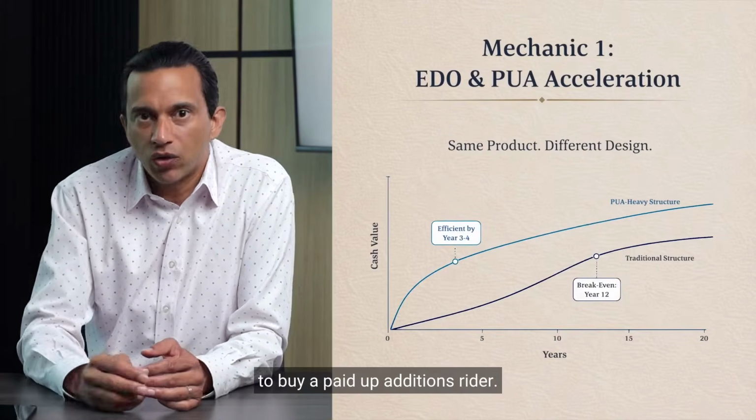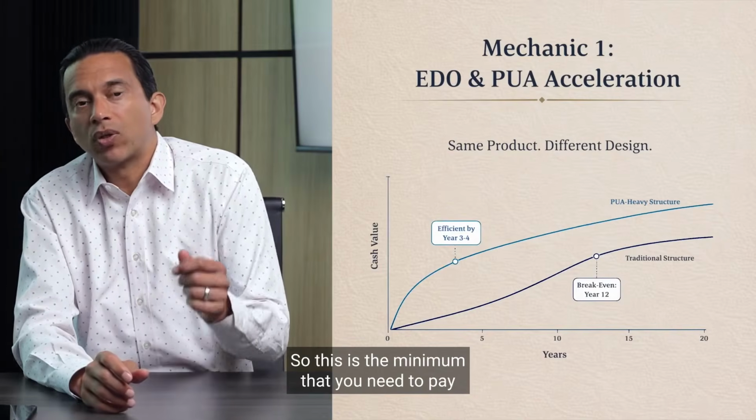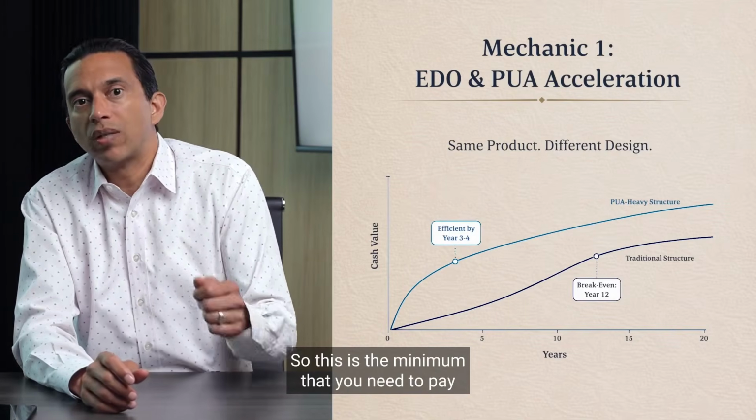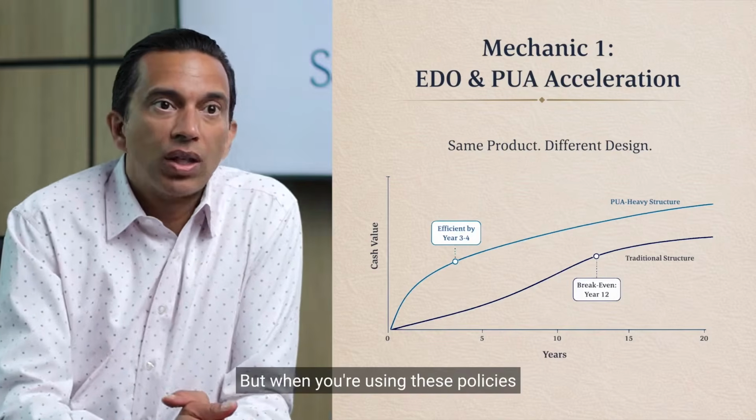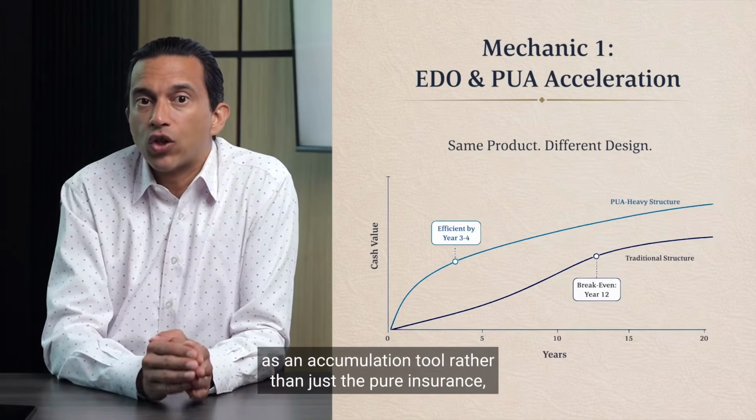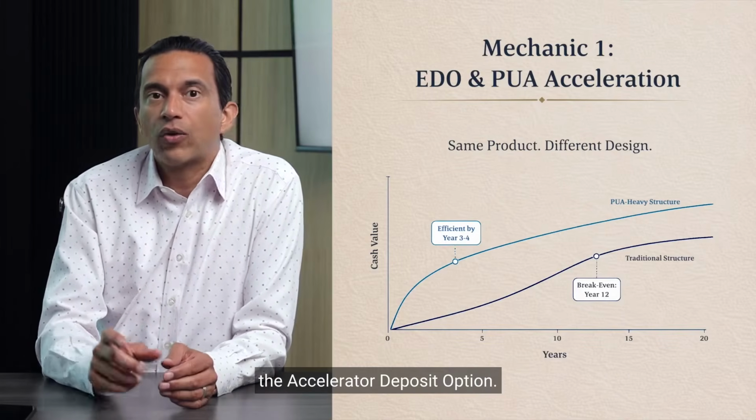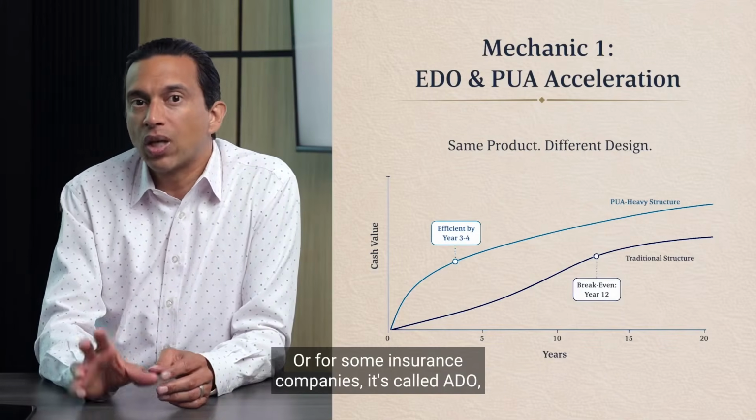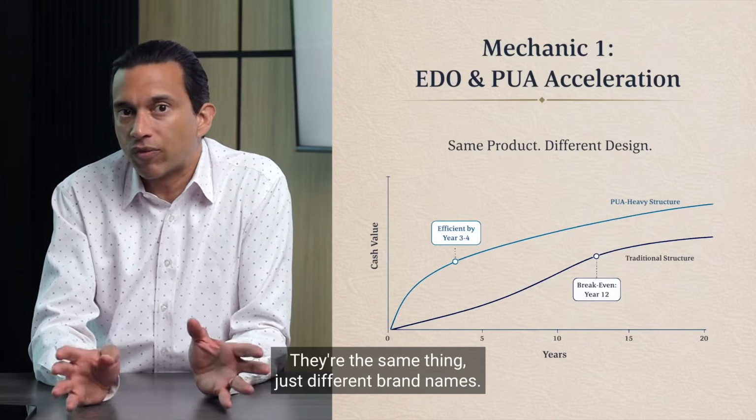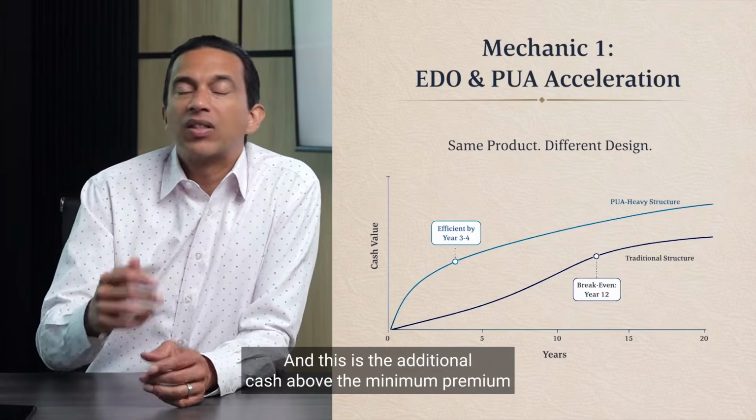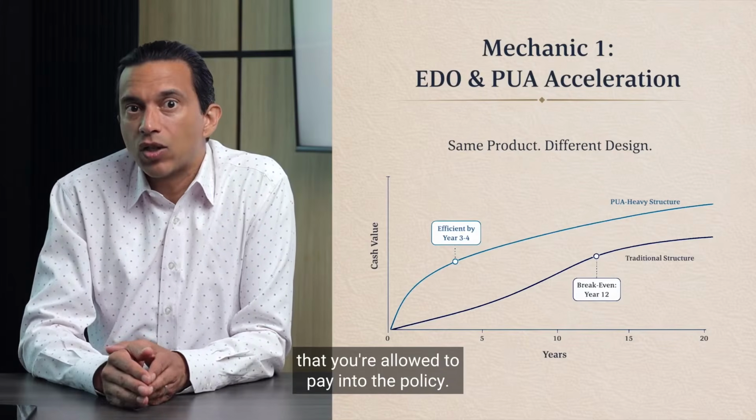So the first one is you can fund these through what's called EDO, which is used to buy a paid-up additions rider. The participating whole life policy has a base premium, the minimum you need to pay to keep the policy in force. But when you're using these policies as an accumulation tool rather than pure insurance, there is the EDO, the accelerator deposit option. For some insurance companies, it's called ADO, the additional deposit option. They're the same thing, just different brand names. This is the additional cash above the minimum premium that you're allowed to pay into the policy.